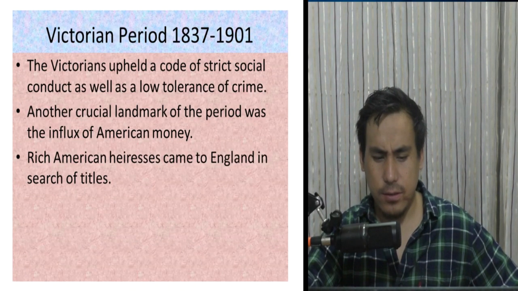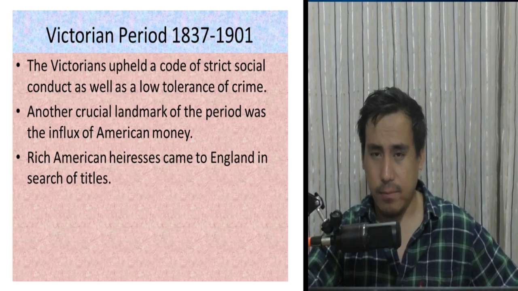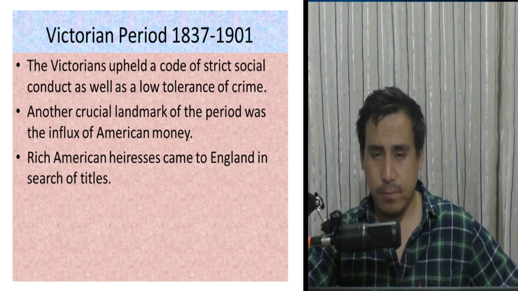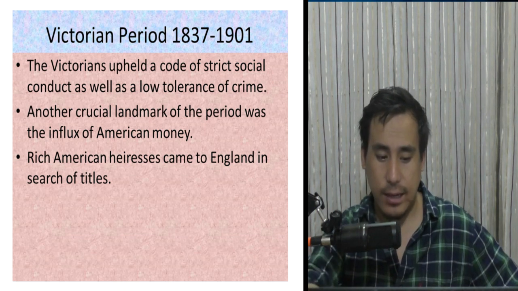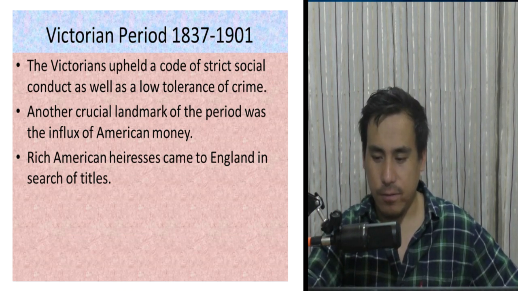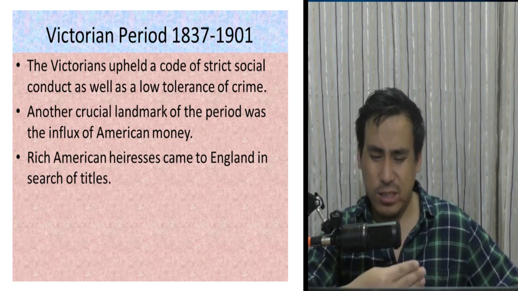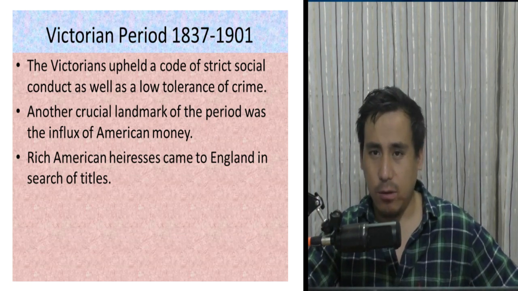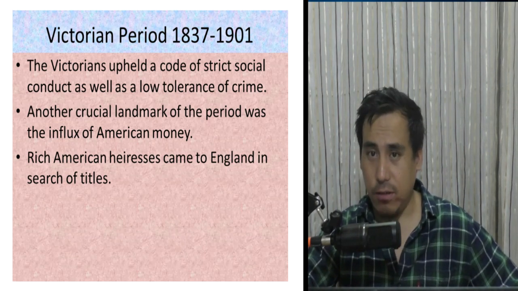The Victorians upheld a code of strict social conduct as well as a low tolerance of crime. However, despite all these moral codes, prostitution was also on the rise, as well as the increase in child labor. Another important landmark of the Victorian period is the influx of American money. What is interesting is that many rich American heiresses, or rich women, came to England in search of titles.